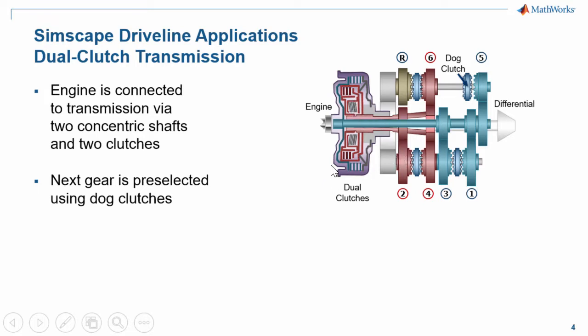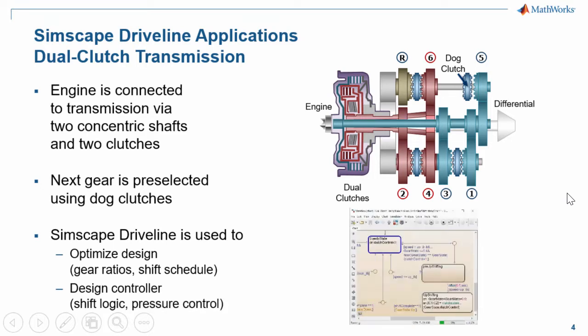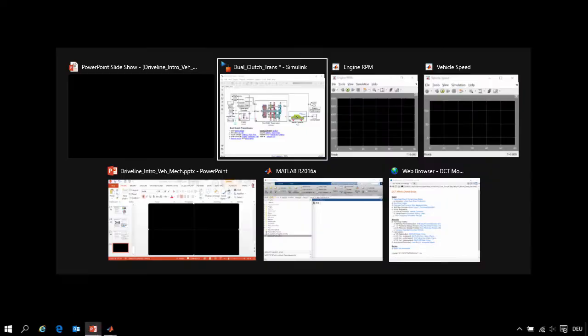When it's time to change gears, the green clutch will disengage, the red clutch will engage, and power will flow through the red shaft, through the second gear to the secondary shaft, and out of the transmission. Simscape Driveline is used to optimize the design of the transmission, including selecting gear ratios and determining the shift schedule. It's also used to design and test the controller, including coming up with the shifting logic and the pressure control for the clutches. I will now shift over to the model so you can see what this looks like.